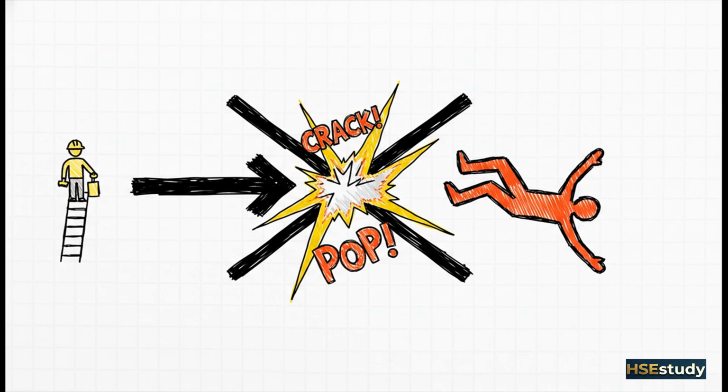Now, let's talk about the knot of the Bowtie, the top event. This is that precise moment where things go from being controlled to uncontrolled. And this is critical. It's not the injury, it's the fall itself. At that moment, control over the hazard of working at heights has just been lost.